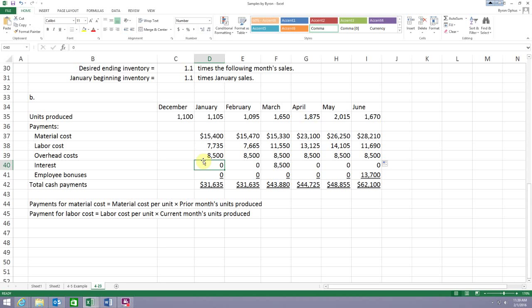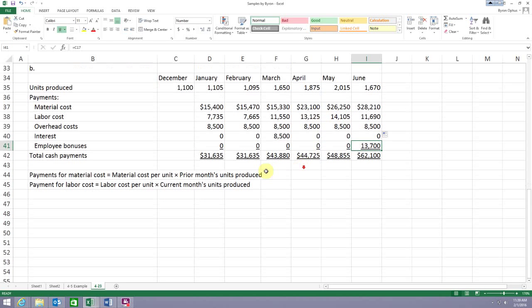Okay. So $8,500 in March, I just enter that in as an interest, and then I got an employee bonus in June of $13,700. So these are all the things that I have to pay out. These are just my accounts payable basically. And so now I have a total, and I don't want to include in my total, do not include those units produced. I just want my dollar payouts, right?